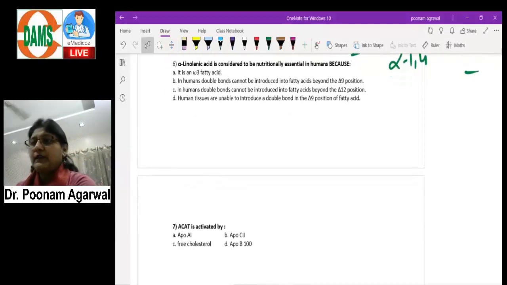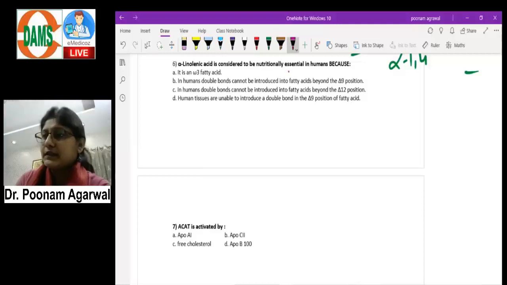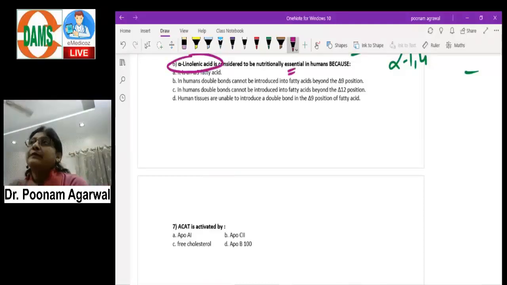Alpha-linolenic acid is considered to be nutritionally essential. Yes, we cannot synthesize this alpha-linolenic acid, but this is certainly important for us because it is involved in prostanoid synthesis, prostaglandins and eicosanoid synthesis, various other eicosanoid synthesis. So this is nutritionally essential because human cell cannot synthesize this alpha-linolenic acid. So that need to be provided in diet. Now the question is asking why it is considered nutritionally essential. Why human cell cannot synthesize this alpha-linolenic acid.